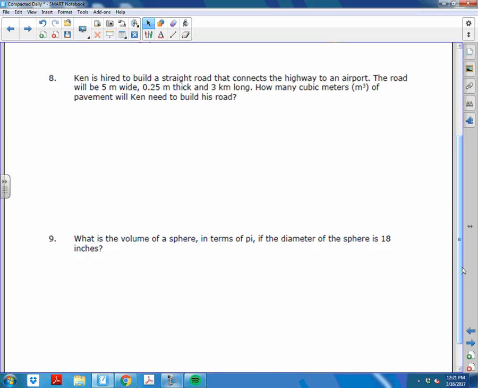Number 8. Ken is hired to build a straight road that connects the highway to an airport. The road will be 5 meters wide, 0.25 meters thick, and 3 kilometers long. How many cubic meters of pavement will he need to build the road? Now, once it says how many cubic meters, what do we know we're finding? We are finding volume. But what do we have to be very, very cautious about? Diana? The measurement. We got a unit of measure that was wrong. So we need to convert this to meters.